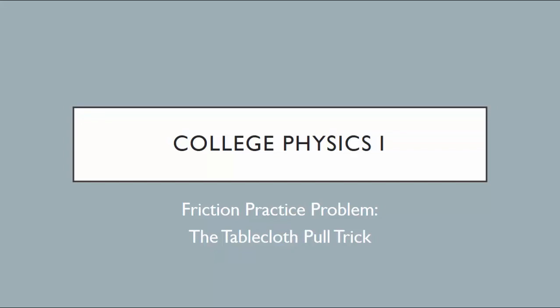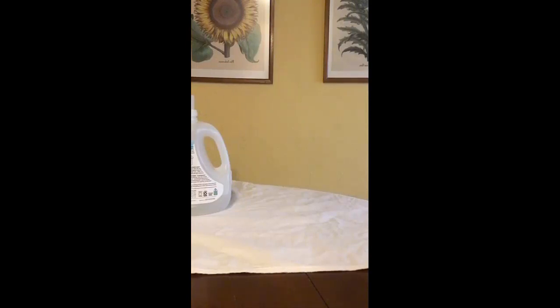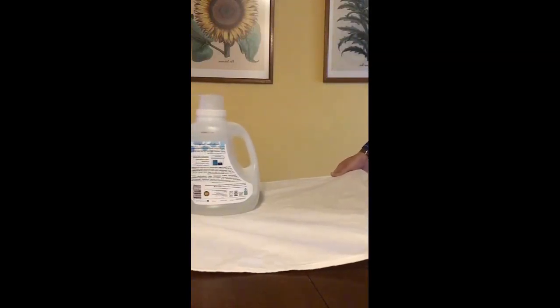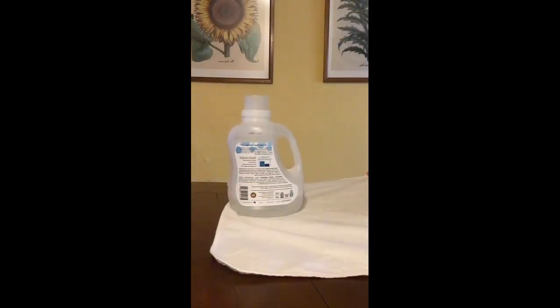So you've seen this trick, right? A magician has a stack of fine china sitting on a table, with a silk tablecloth underneath. The magician grabs the tablecloth, and with a big yank, the tablecloth is gone, and the glasses remain untouched. Let's figure out what's happening.